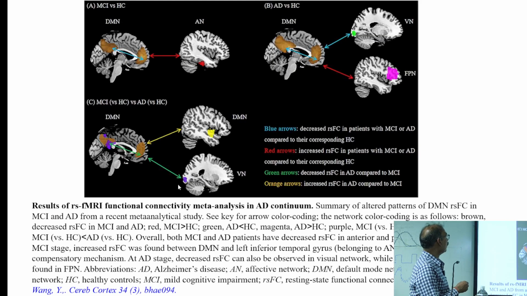These are some of the earlier resting state studies showing differences between AD and healthy control, showing how the default mode network is associated with other networks, such as the visual network and so on. And again, the blue arrow shows decreased resting state connectivity in patients with MCI or AD, and red shows increased resting state connectivity in patients with MCI or AD.